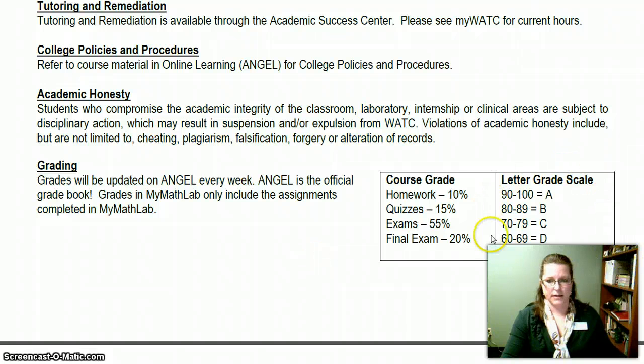Grading, we go by a standard 10-point scale, and all math classes at WATC are weighted. 10% homework, 15% quizzes, exams 55%, and final exam is 20%.